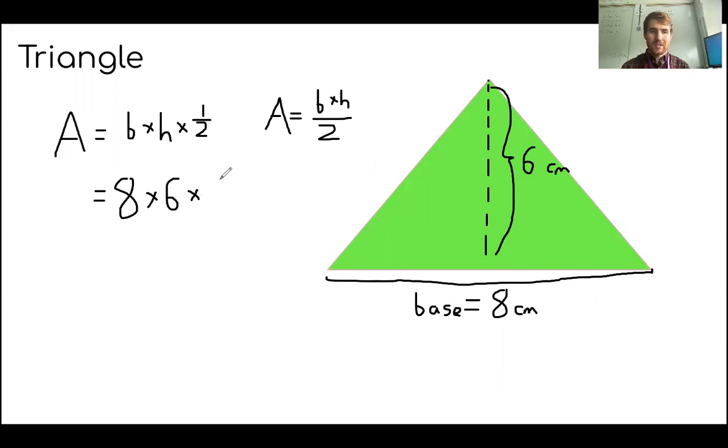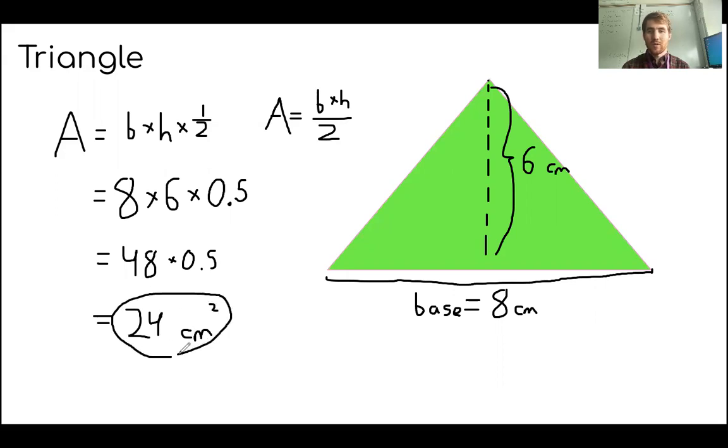And 1/2, remember, is the same as 0.5. I usually write it as 0.5 because it's easier to put into a calculator. 8 times 6 equals 48 times 0.5 is going to give us 24 centimeters squared. Remember, our units are going to be squared because, again, two-dimensional.